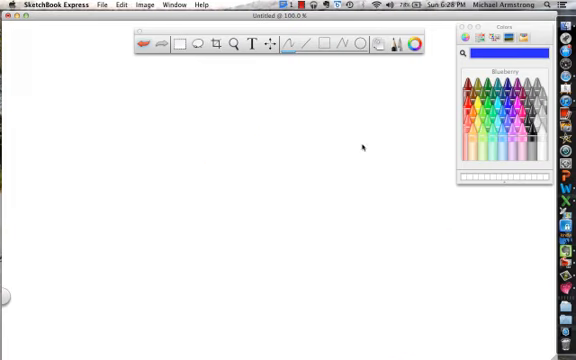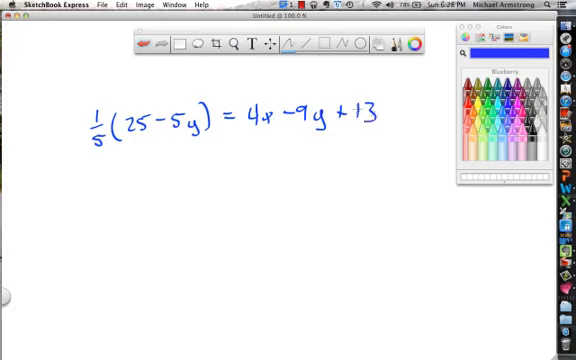Okay. They have a couple of harder ones. They'll say rewrite the equation so that y is a function of x. So you'll have a bunch of stuff and you're just going to get y by itself. Okay? So 1/5 times 25 minus 5y equals 4x minus 9y plus 13. Alright, so now 1/5 works with 25 and it works with 5. So we're going to go ahead and just multiply these in using the distributive property.